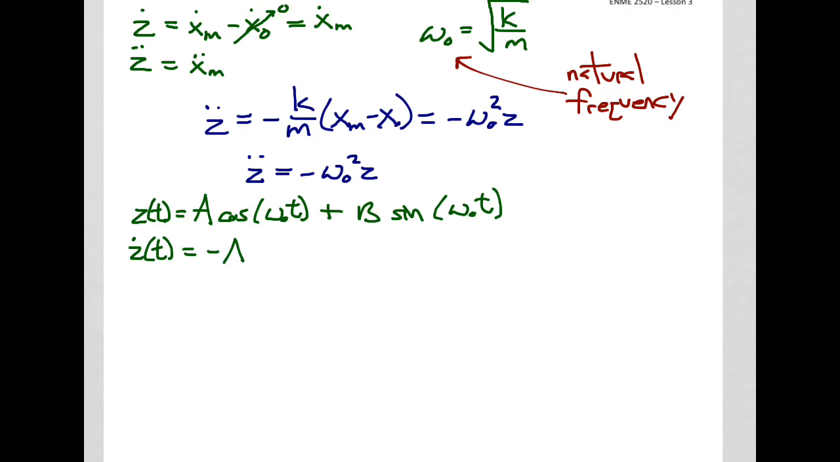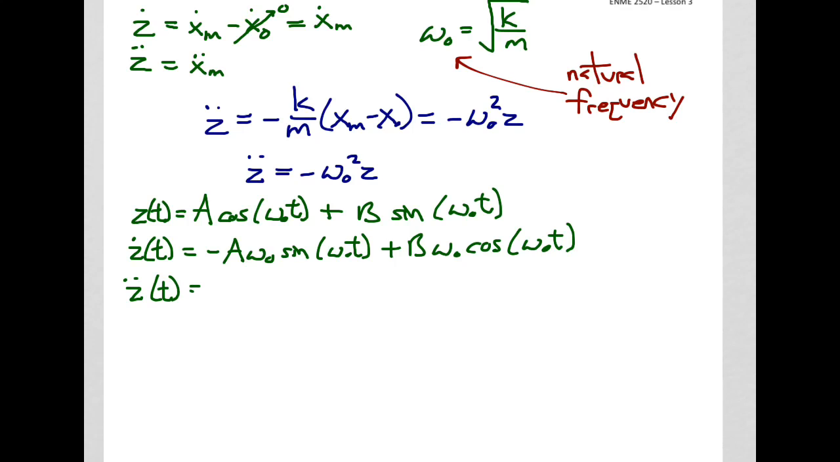will be negative A omega naught sine omega naught t plus B omega naught cosine omega naught t, and then z double dot will be the differentiation of z dot, in which we get negative A omega naught squared cosine omega naught t minus B omega naught squared sine omega naught t. And so we have our three forms: z, z dot, and z double dot. We need to plug these back into our equation to check to see if the solution is correct.